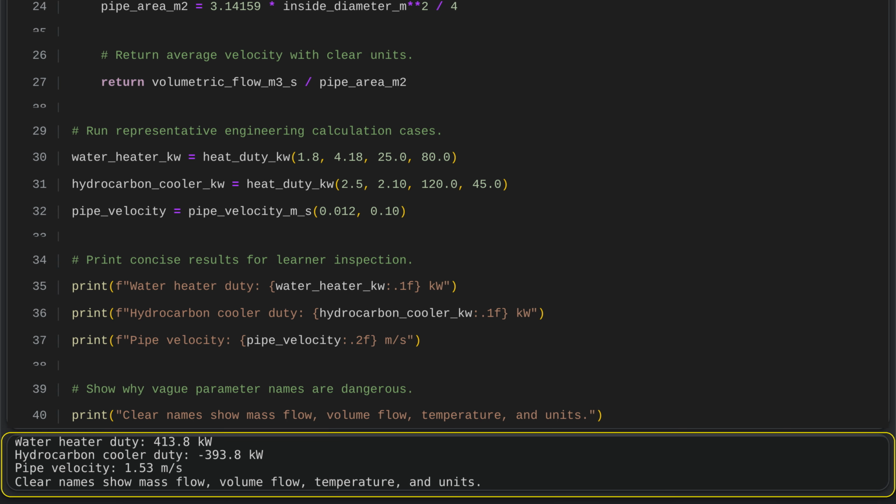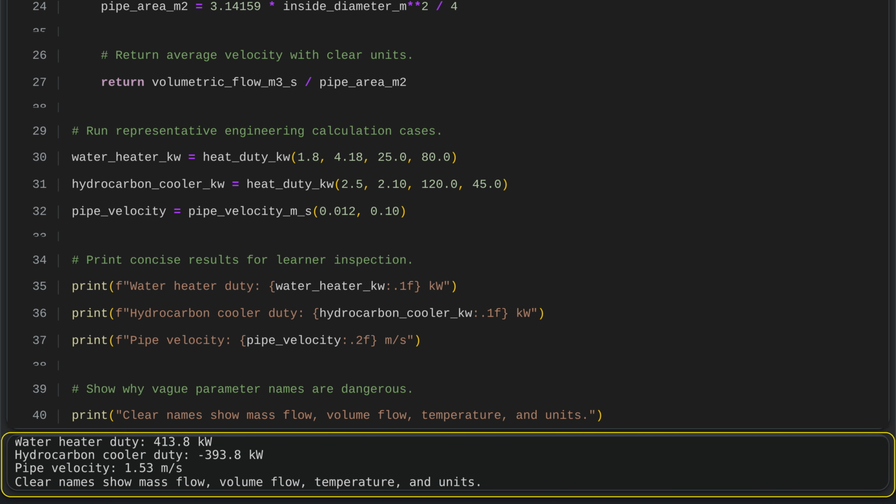The script provides 2 engineering calculation tools. One estimates heat duty from mass flow, heat capacity, and temperature change, while the other estimates pipe velocity from volume flow and pipe diameter. In the examples, it calculates a water heater duty of 74.7 kilowatts, a hydrocarbon cooler duty of 131.2 kilowatts, and a pipe velocity of 1.53 meters per second.